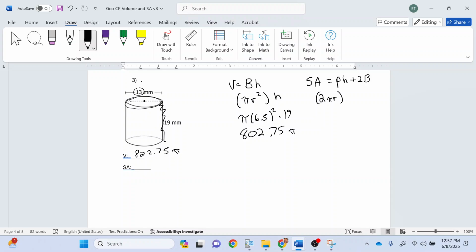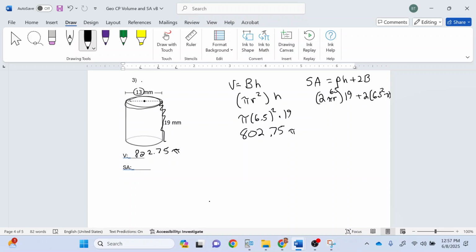Times the 3D height, which is going to be 19 in this case, and r is 6.5. I guess I could have plugged that in. Plus 2 times the area of my base, which we kind of found earlier, but just a reminder, it is 6.5 squared times pi.